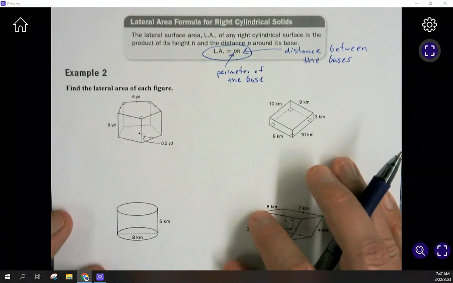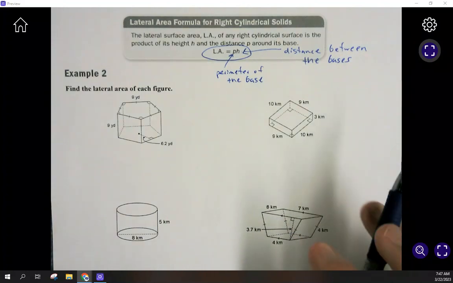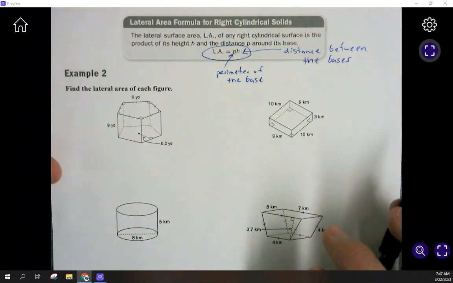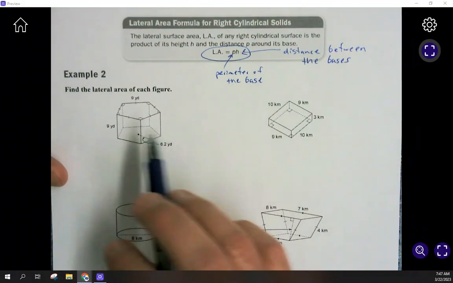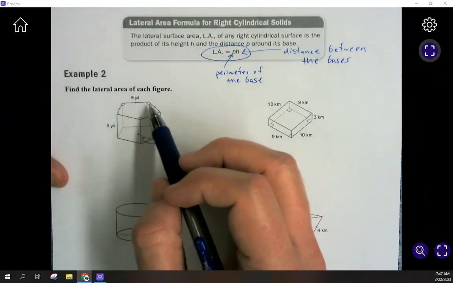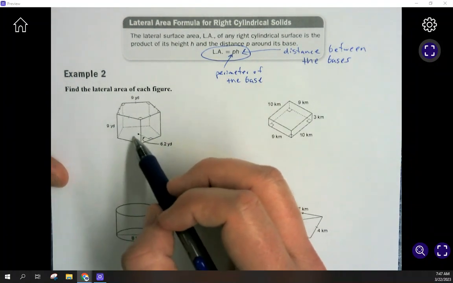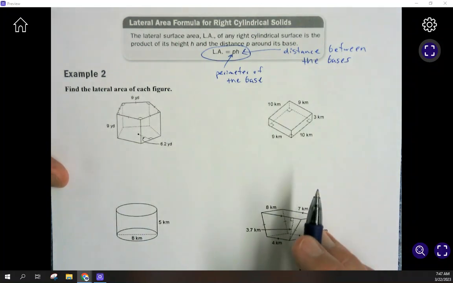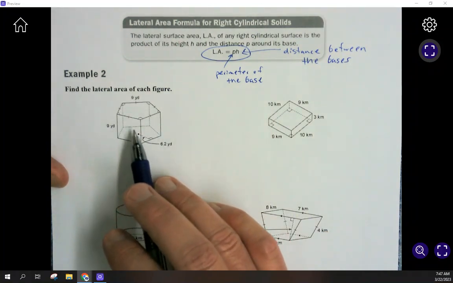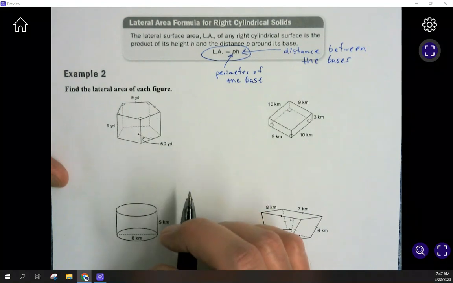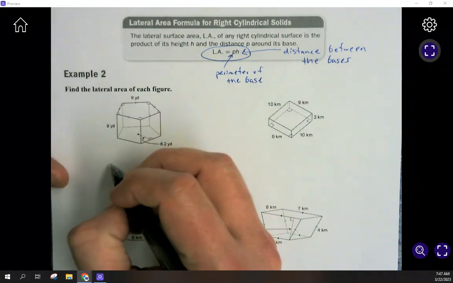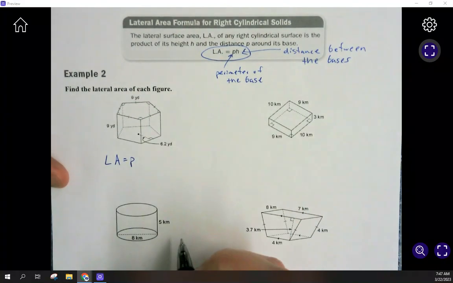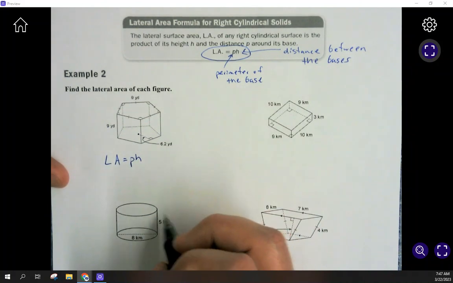All right, so let's try these out now. We're going to start on the front with just the lateral area. So we're not going to find the total surface area here, just the lateral area. As I look at example number 2, this first one, I've got a pentagon on top and a pentagon on the bottom. Those are matching, and they are connected by these lateral faces. So we're going to find the lateral area using this formula. Lateral area equals the perimeter of the base times the height.